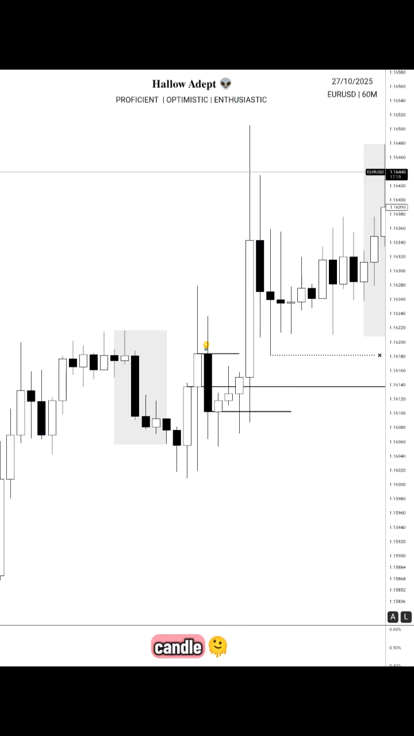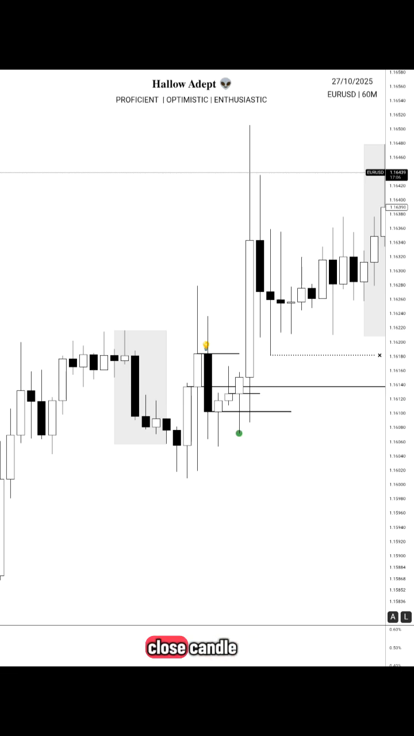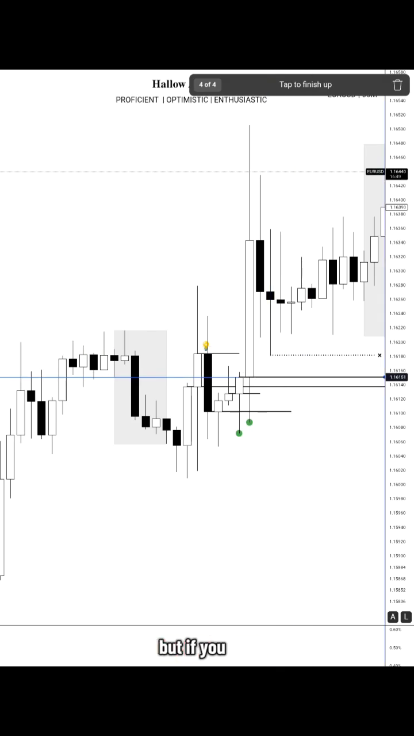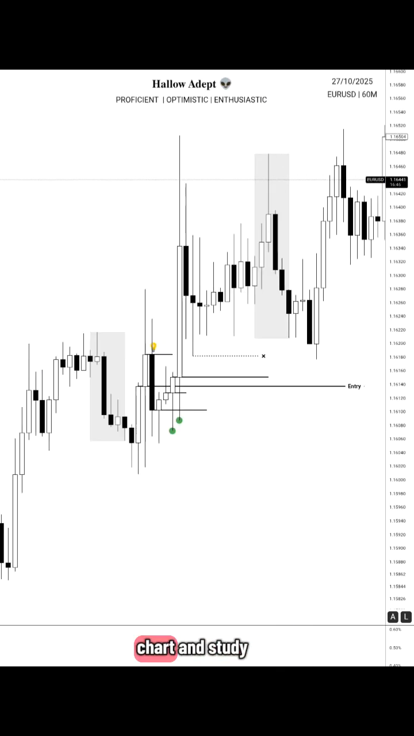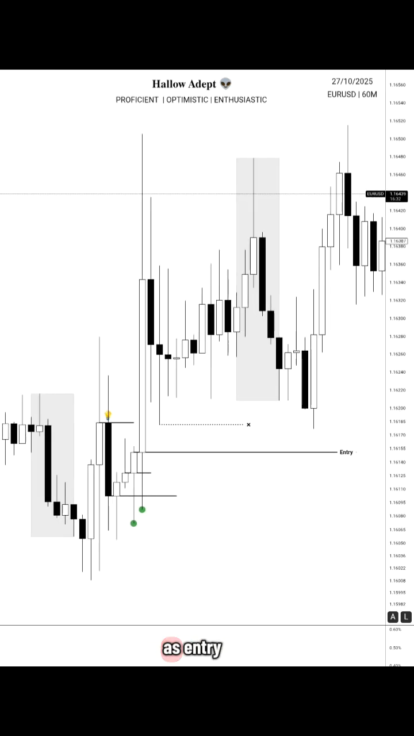Then the next candle taps into that first candle that tapped into an open and close candle. Do you see that open and close candle that was formed after the first candle tapped into the open and close key level? I don't know if I'm confusing you, but go back to your chart and study it, right? The candle that breaks structure, its open and close will be used as entry. So go back to your chart and study this.